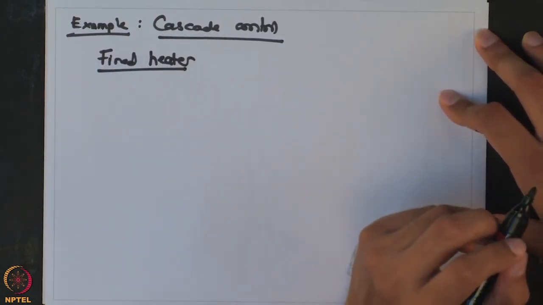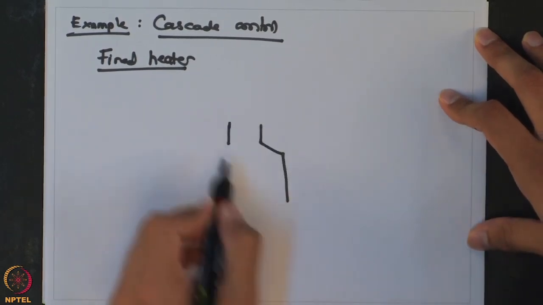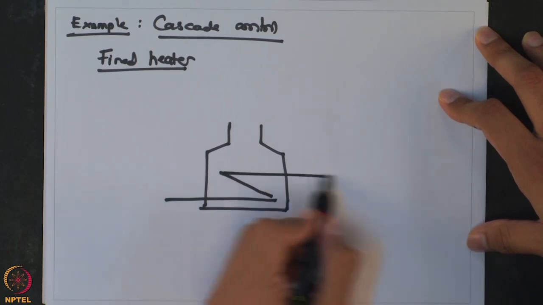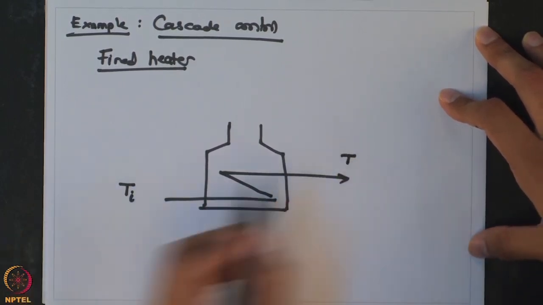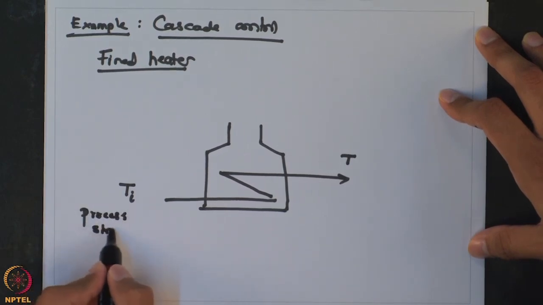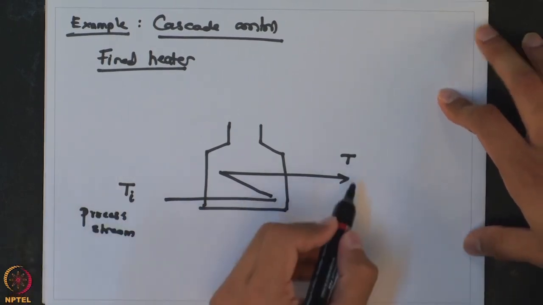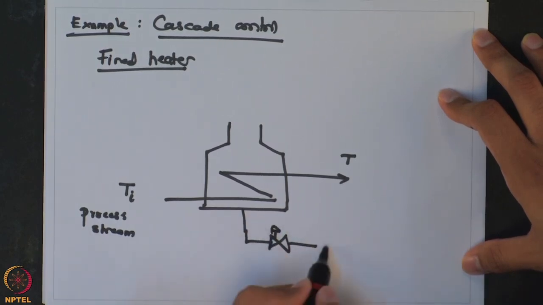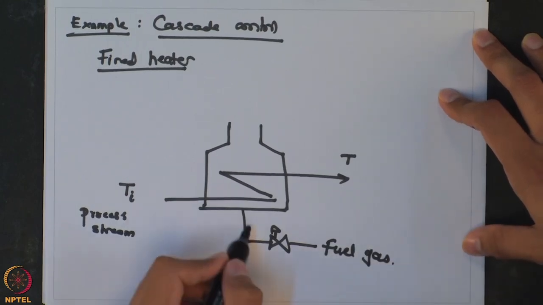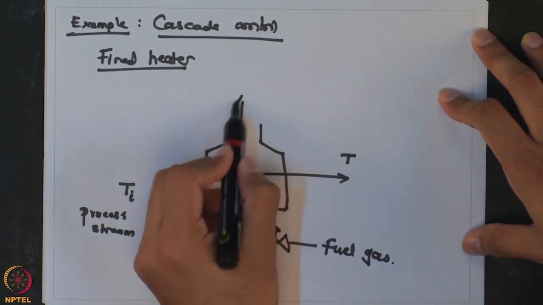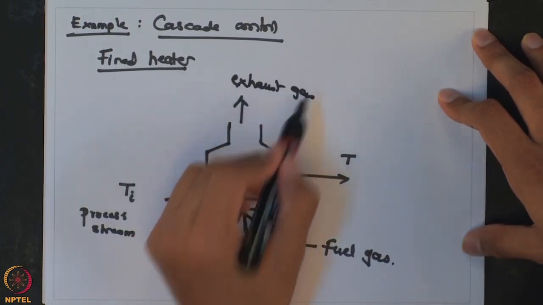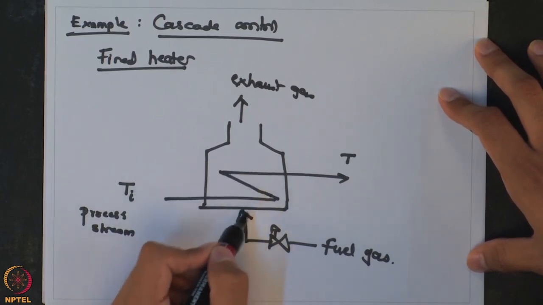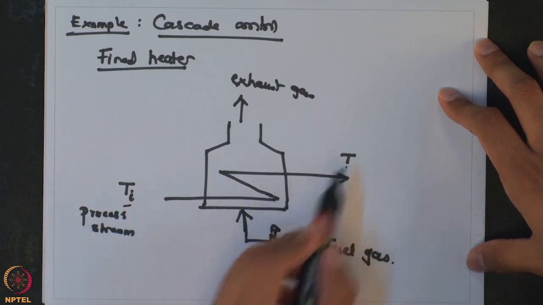Let us consider an example of a fired heater. Let us say there is a furnace which is used to heat a process stream from temperature Ti to T. This process stream has to be heated from some initial temperature to a final very high temperature, and this is done by firing a fuel gas. The fuel enters this furnace and gets combusted, its temperature increases, and that hot combusted gas is used to heat this process stream from initial temperature Ti to the final temperature T.